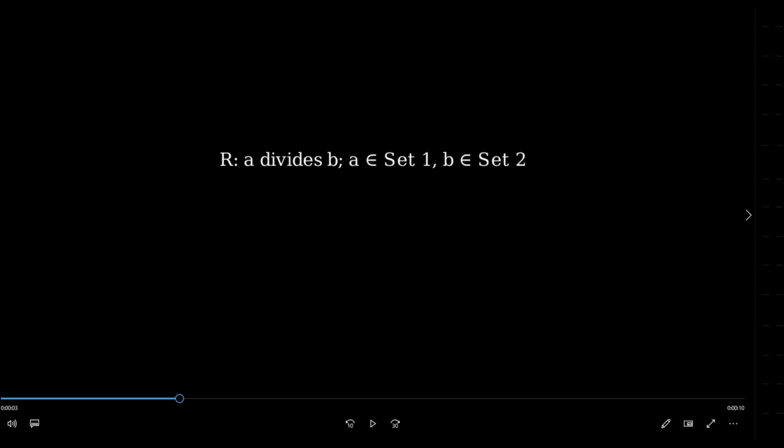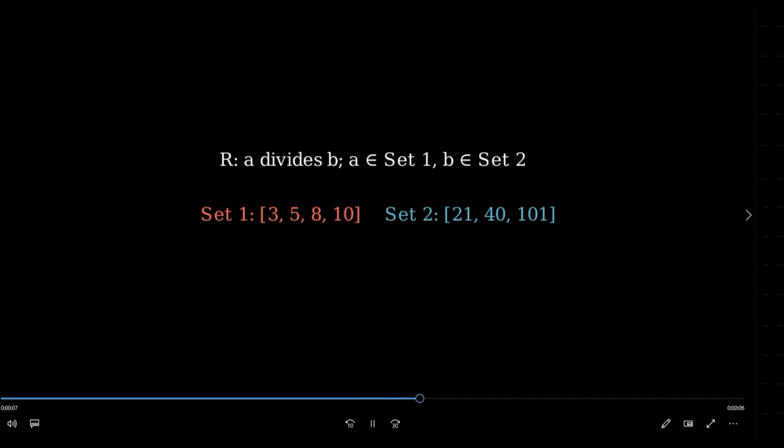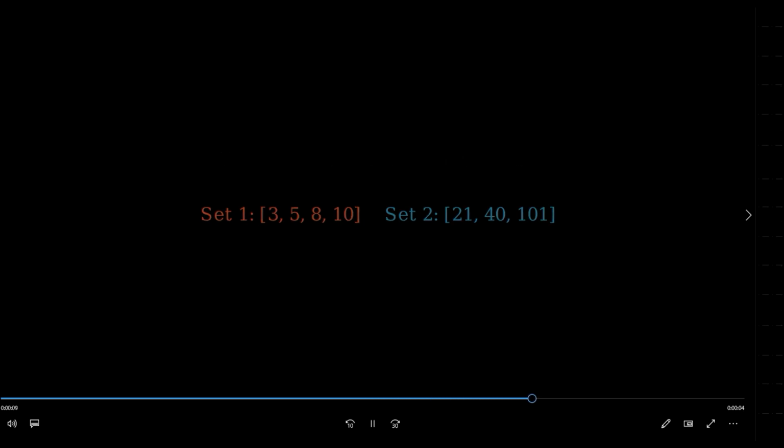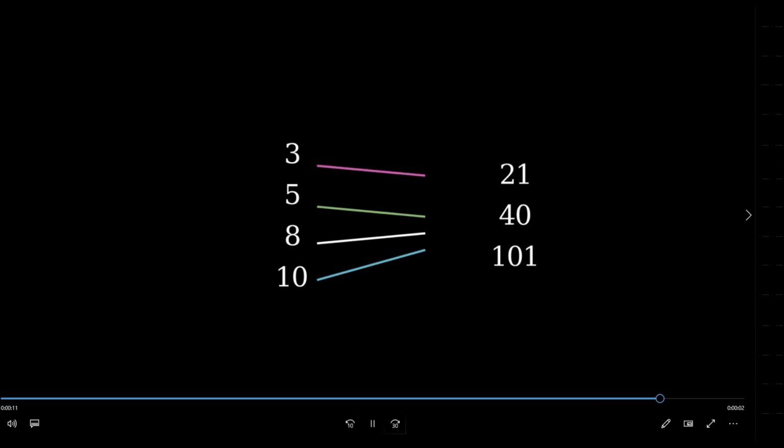This is a definition. We have a relation. It turns out to be a function wherein A divides B for the given set 1 and set 2. A comes from set 1 and B comes from set 2. So why is this called many to one? Is something that you guys have to figure out.